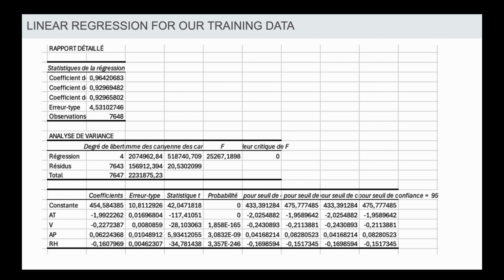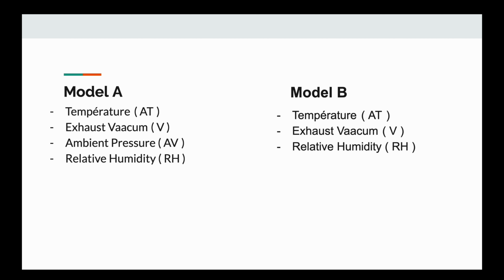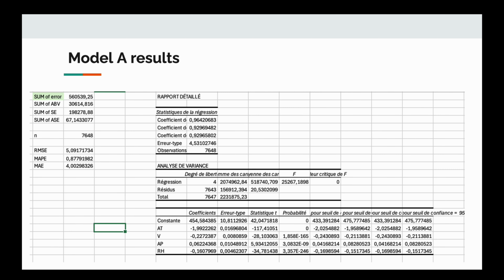Furthermore, we can notice that the ambient pressure correlates the least with the energy outputs. Therefore, I will choose not to use the ambient pressure in the second model, B. As you can see, model A contains the following data: temperature, exhaust vacuum, ambient pressure, and relative humidity. Model B will only include temperature, exhaust vacuum, and relative humidity. Here are the results for Model A.